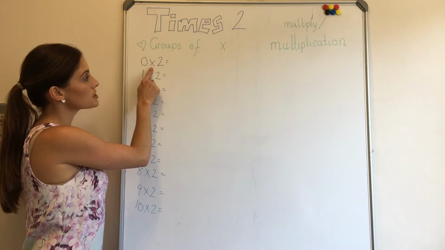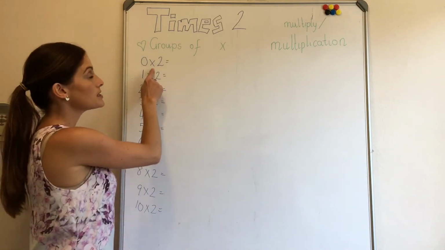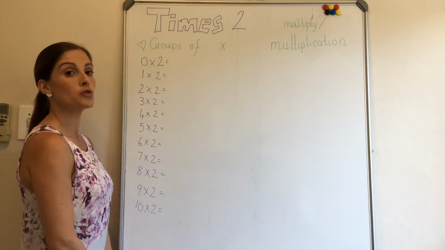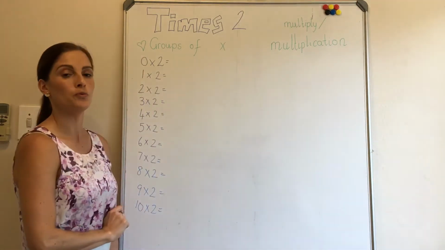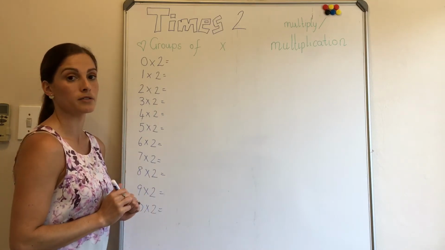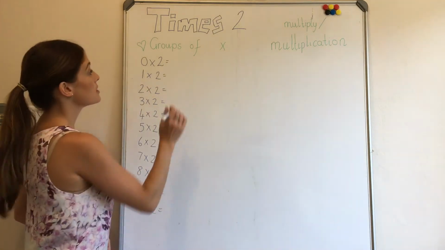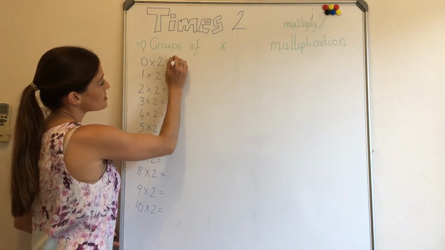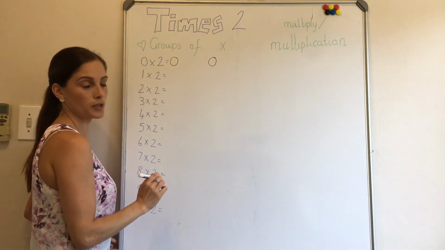It says 0 times 2. Now remember, times means groups of. So that is meaning 0 groups of 2. There are no groups of 2. There's nothing to count, okay? So anytime you see a 0 in a times sum, the answer is always 0. There are 0 groups of 2, okay?